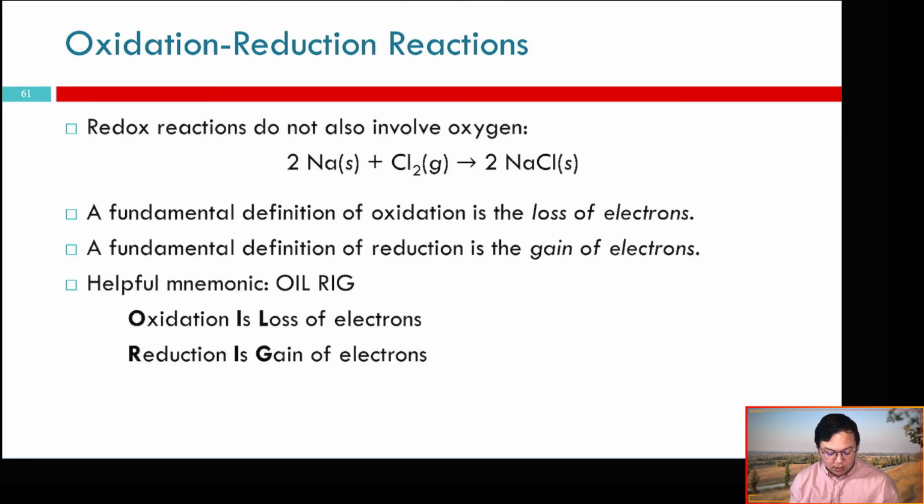So redox reactions might not involve oxygen. So when we're not using oxygen, like here, we have sodium and chlorine combining to make sodium chloride. And a fundamental definition of oxidation is the loss of electrons, whereas the definition of reduction is the gain of electrons. And this is the acronym that I like to use, OIL RIG. Oxidation is loss, reduction is gain. So when we lose electrons, it's being oxidized. And when it's gaining electrons, it's being reduced.